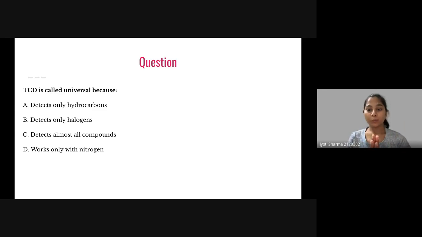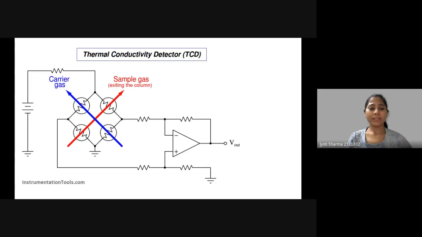So each compound have very specific thermal conductivity, right? And based on that, it will give a very different signal. Each chemical will give the different signal, and that signal can be detected by this TCD, and that's why this is universal because we can detect almost all compounds. It is looking like this. So we have carrier gas, we have sample gas, and then we are having the circuit in such a way that each compound will have different thermal conductivity, and that's how the response will be different.